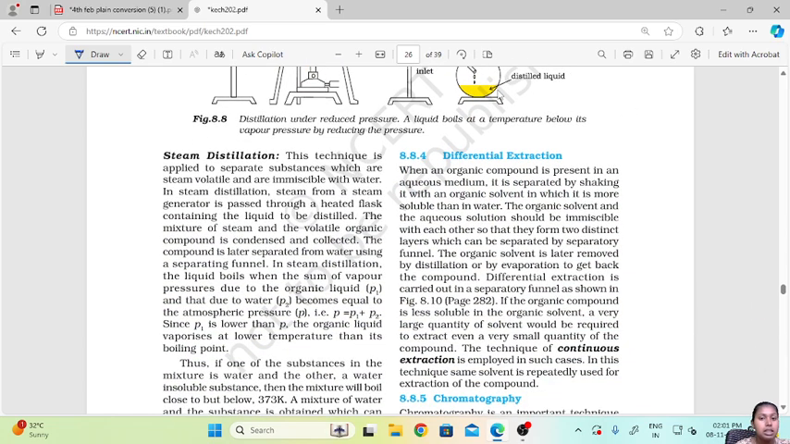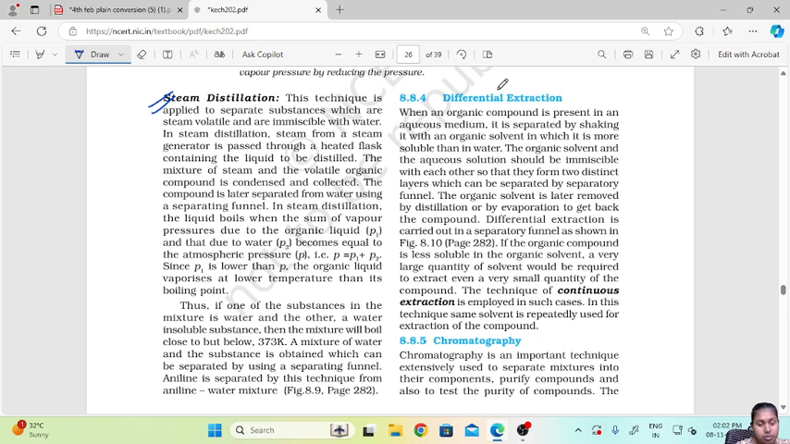Next one is steam distillation, distillation using steam. This technique is applied to separate substances which are steam volatile and are immiscible with water. In steam distillation, steam from a steam generator is passed through a heated flask containing the liquid to be distilled. Now the mixture of steam and the volatile organic compound is condensed and collected.